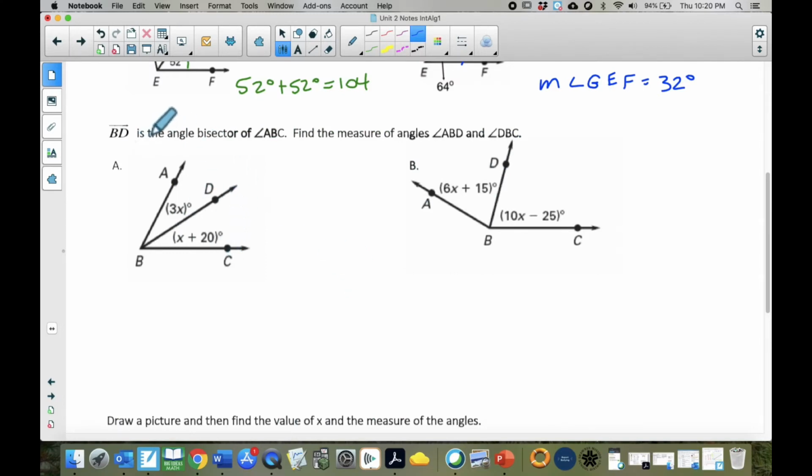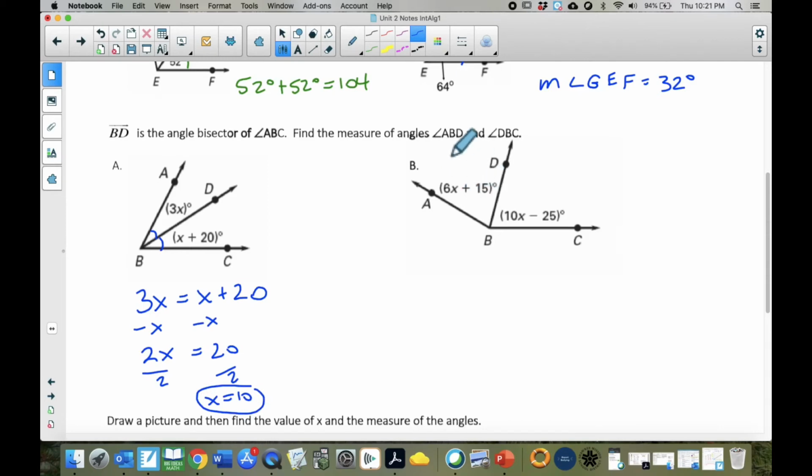Okay, we're going to do the same thing, but now we have some variables. So if BD is the angle bisector of angle ABC, then that means that this part is congruent to this part. Find the measure of the angles. Okay, if they're congruent to each other, then we can set them equal to each other. So I'm going to make this equation say 3x is equal to x plus 20, because those two pieces, they're equal. I need to solve this for x. So I'm going to subtract x from both sides. That gives me 2x equals 20. I'm going to divide by 2, and that's going to give me x is equal to 10.